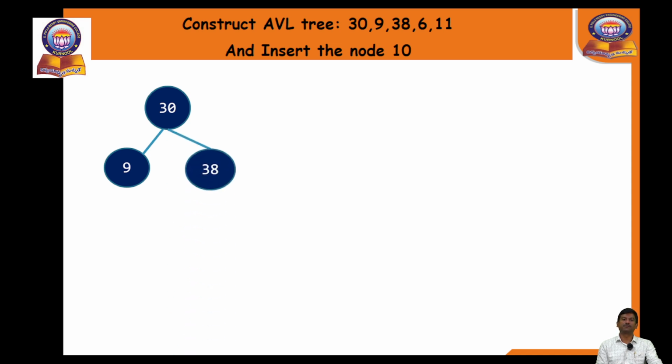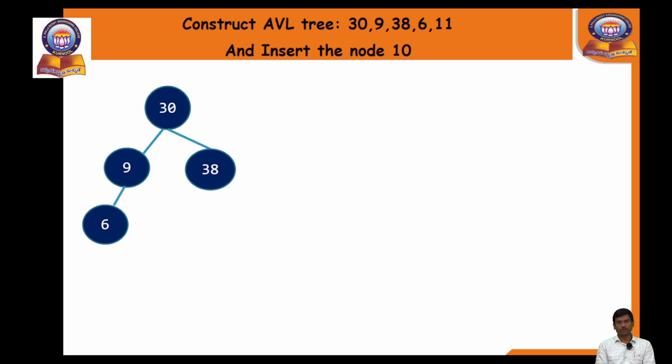That is, node 38 is being placed to the right of node 30. And take the next node, that is 6. 6 starts comparing with the root node, traverses towards the left, and the current node is 9 and traverses towards the left, and node 6 is being placed.